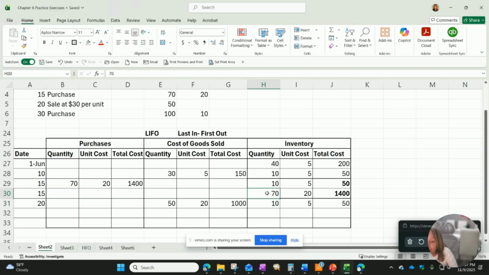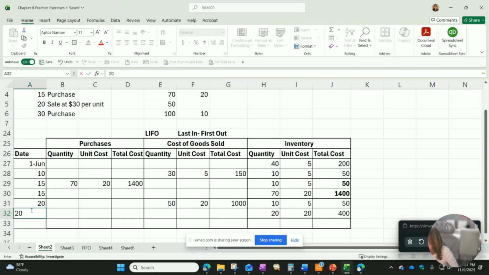However, out of the 70, we sold 50, which means we have 20 at $20 each from the 50 that were sold from the 70. So 20 are remaining from this batch. Our ending inventory is completed as of now, but we still have one more purchase, or one more transaction. And by the way, this was on the 20th.